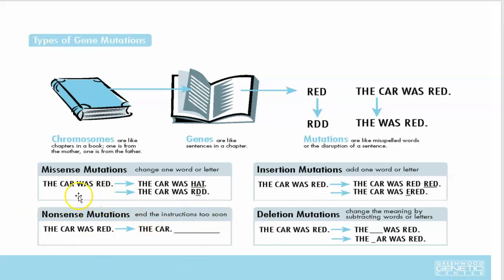So missense mutations kind of depend on where in the gene it is and how big of a change it is, whether or not that change affects how the protein looks or functions. Nonsense mutations have a premature stop codon, which I'm going to show you in the next slide. The car was red, and instead, it's the car, and that's it. So what did you do? I don't know. I was in the car. Where did you go? I don't know. What color is the car? I don't know. Insertions of either triplets, like whole words, or just single letters can change the reading frame, and that can cause problems, as can deletions.